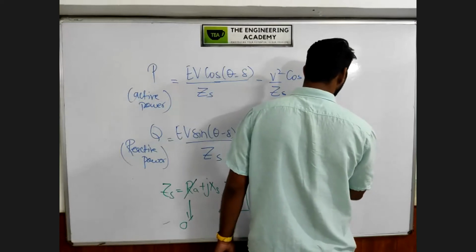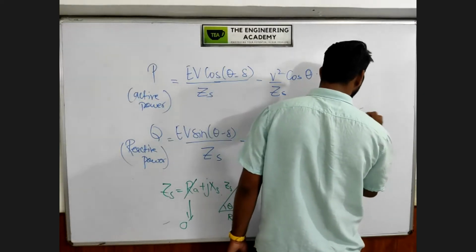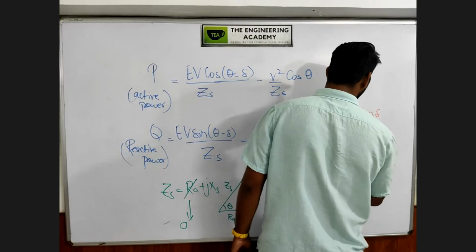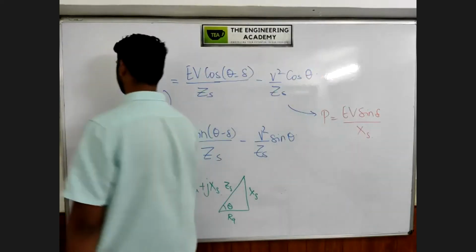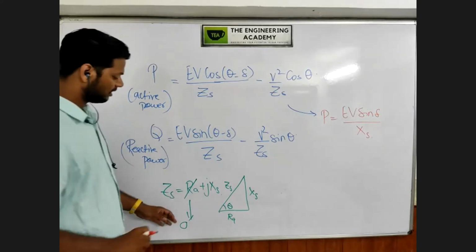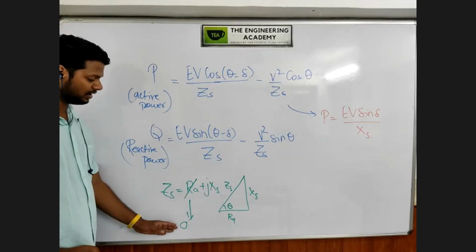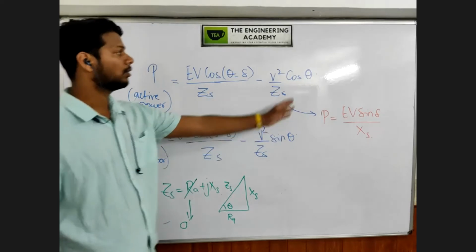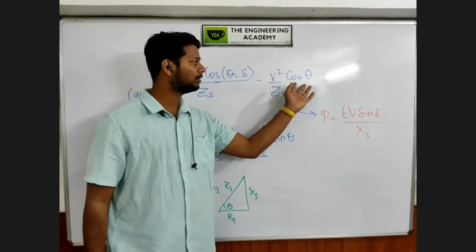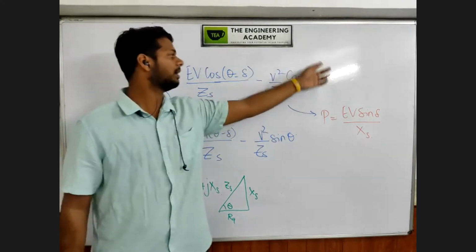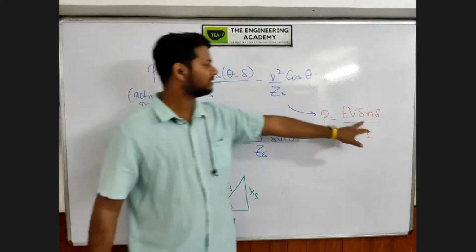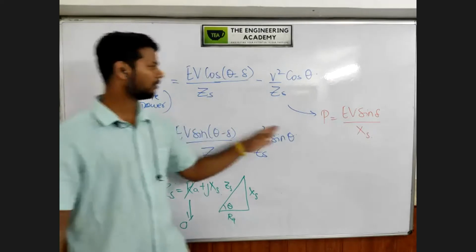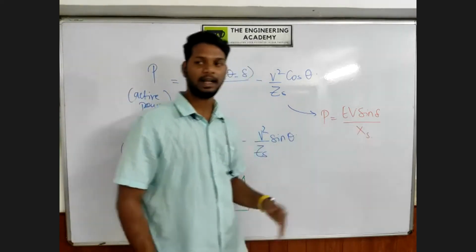Power is equal to EV sin del by XS. How does this come? Whenever RA is equal to 0, theta is equal to 90. Cos 90 is equal to 0, so that whole term becomes 0. Cos(90 minus del) is sin del. Then at the end, the power formula becomes EV sin del divided by XS.